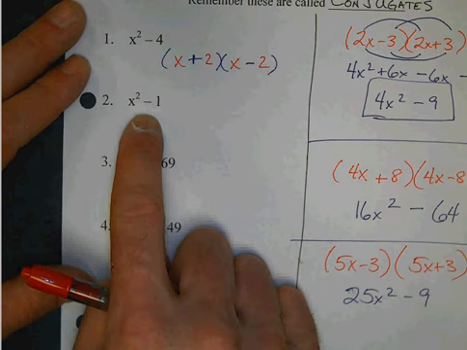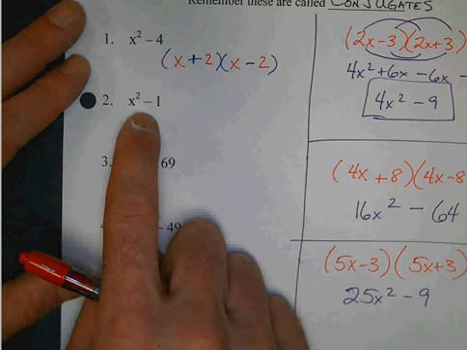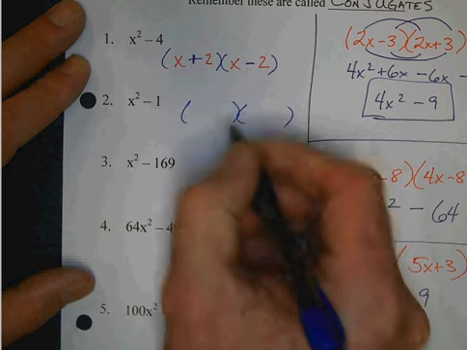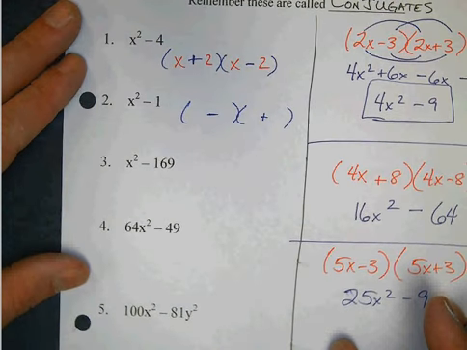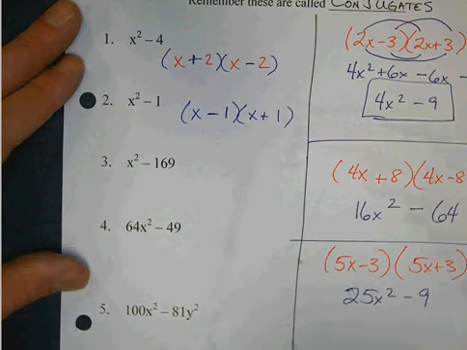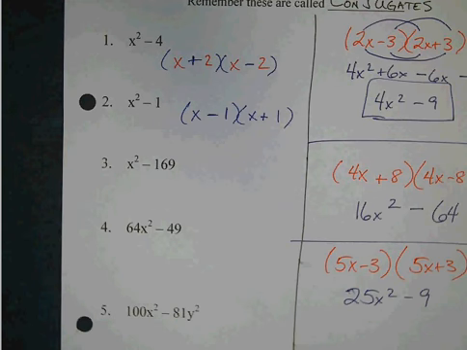Look at our next one. Does it qualify? Are they both squares? Is there a minus in the middle? You bet. So, there's our parentheses. One's a minus, one's a plus. Who thinks they can be this one? Josh? X minus 1, x plus 1. Now, I intentionally that time put the minus first. Does it matter on the order? No, not at all.